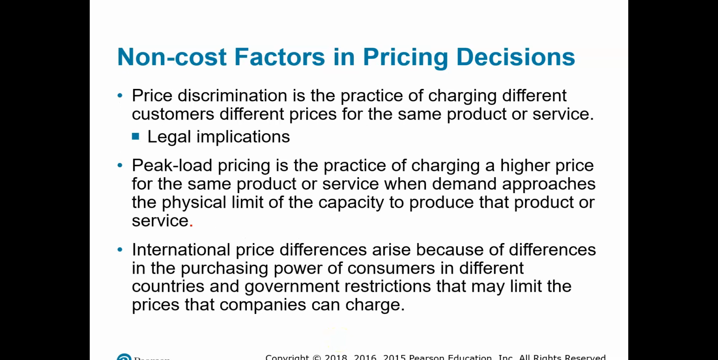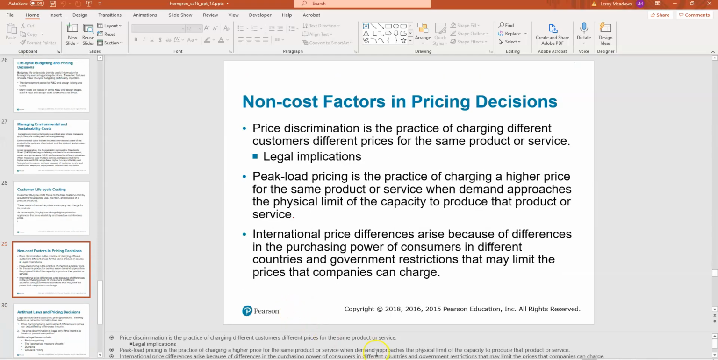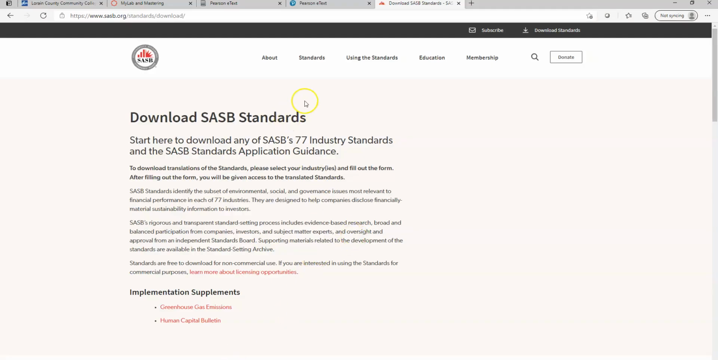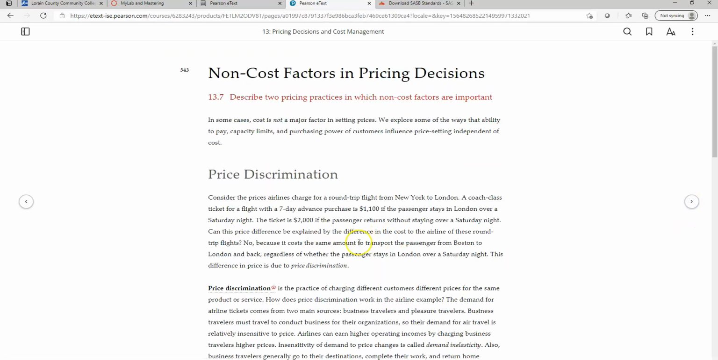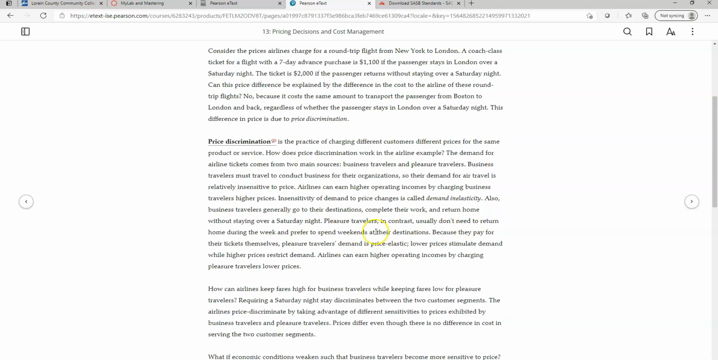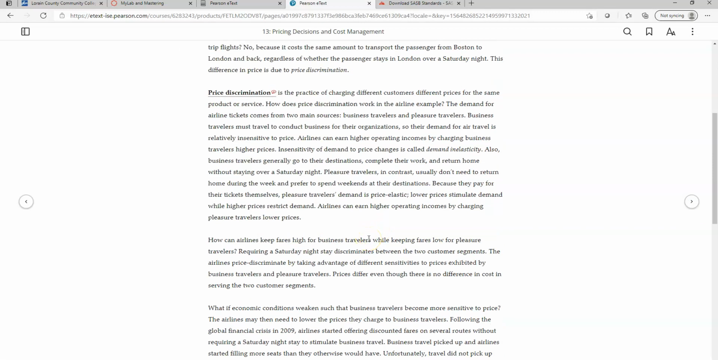What are some non-cost factors in pricing decisions? Well, we have to talk about price discrimination, the practice of charging different customers different prices for the same product or service. Now, there are some legal implications to this, so let's go back to the book, because I want to focus on a couple things here. Price discrimination, we talked about that, and the book gives an illustration of an airline company. Airline companies have two basic types of client base: business customers and retail customers.